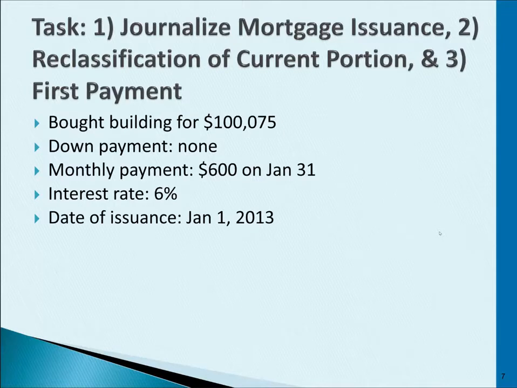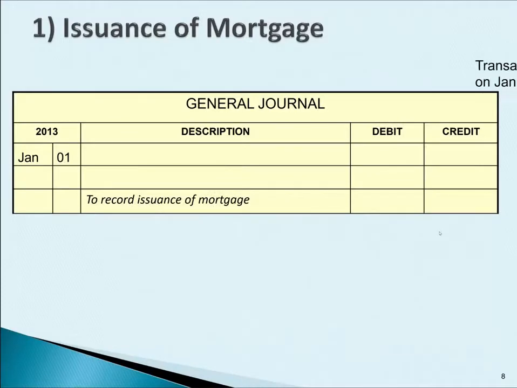So we're going to buy a building for $100,075. There's going to be no down payment. Monthly payments are going to be $600. And the first one is going to be due January 31st. Interest rate is 6%, and we're going to get the building and issue the note on January 1st.